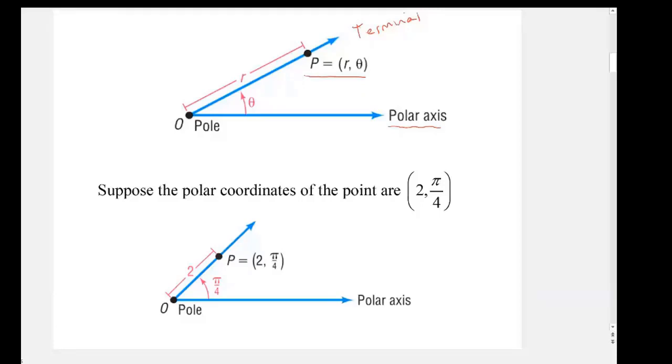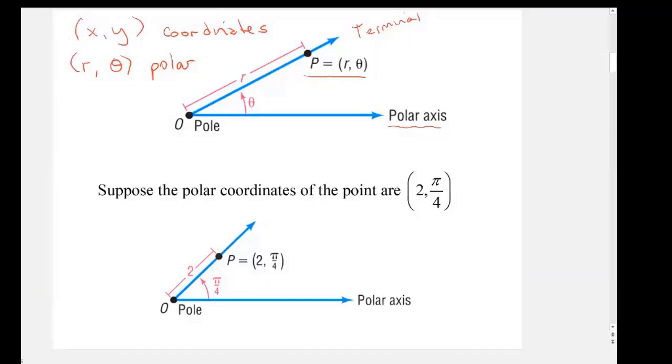And instead of giving x, y coordinates, which we do for rectangular, Cartesian, we give polar coordinates, which is r comma theta. These are polar coordinates, where r is the radius. It wouldn't be the radius unless we were on a circle, but it's the length of that terminal side. And theta is, again, just the angle between the polar axis and our terminal side.